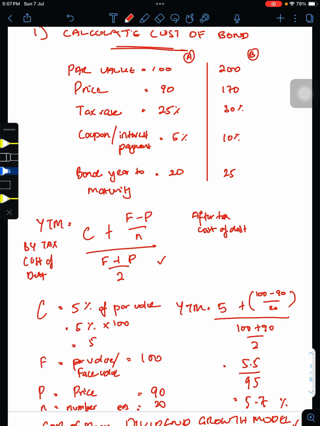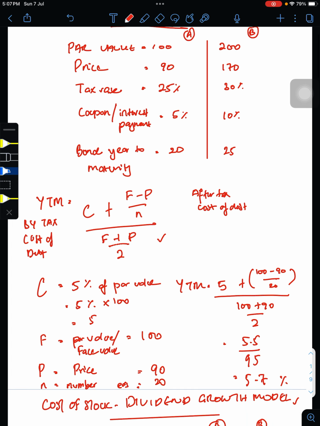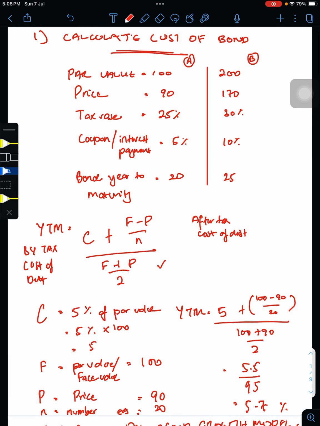Okay, so here this is the formula. C is your coupon rate, F is your par value, P is your price, N is the number of years to maturity, and so here now we will try and fill in the items. All right. See, your coupon rate is given here, 5%.